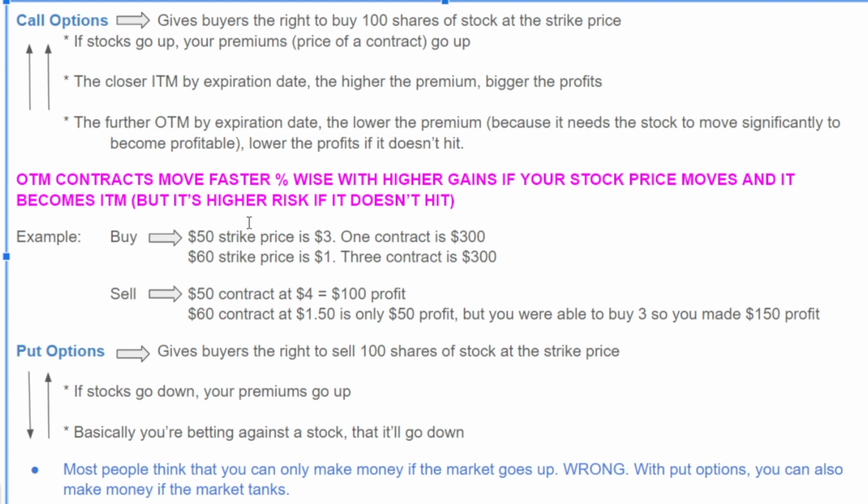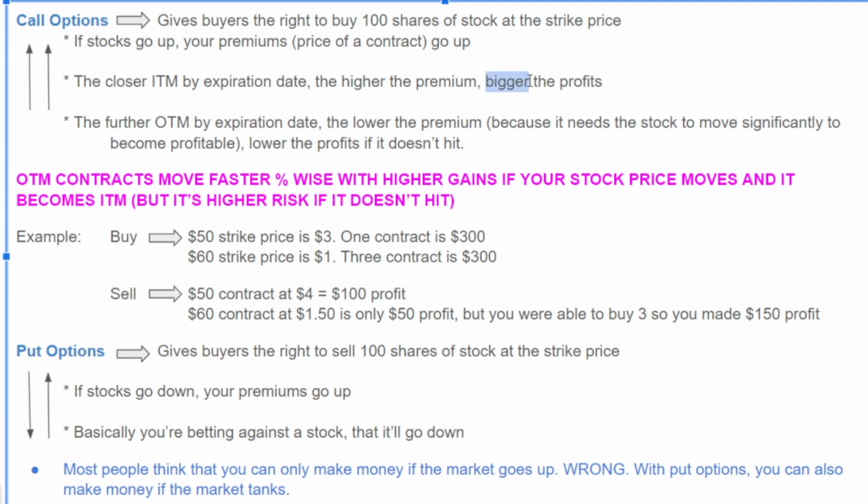For example, let's say you buy a $50 strike price, which is closer to the money, at $3, higher premium, and you sold it for $4 and you get a $100 profit. So you get a $100 profit for one contract.